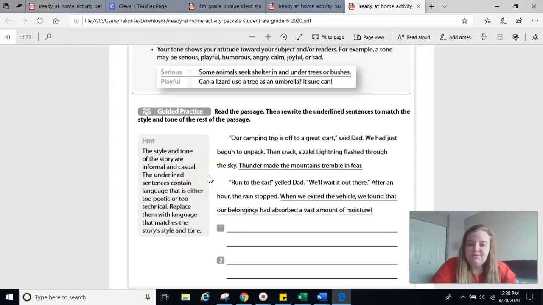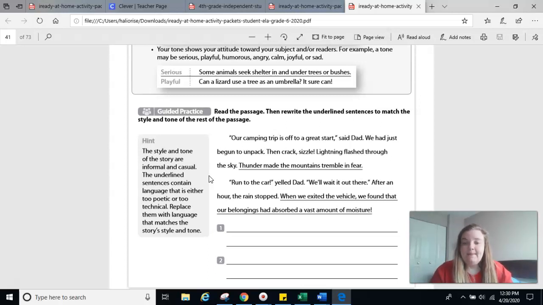Alright, so first of all, we're going to read it. "Our camping trip is off to a great start," said Dad. We had just begun to unpack. Then crack, sizzle, lightning flashed through the sky. Thunder made the mountains tremble in fear. "Run to the car," yelled Dad. "We'll wait it out there." After an hour, the rain stopped. When we exited the vehicle, we found that our belongings had absorbed a vast amount of moisture.